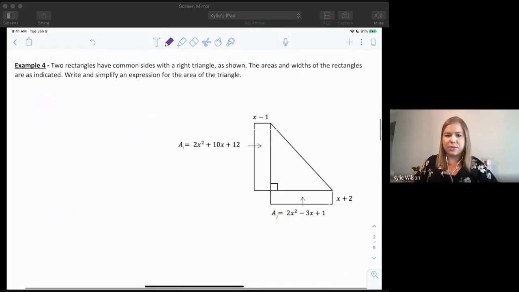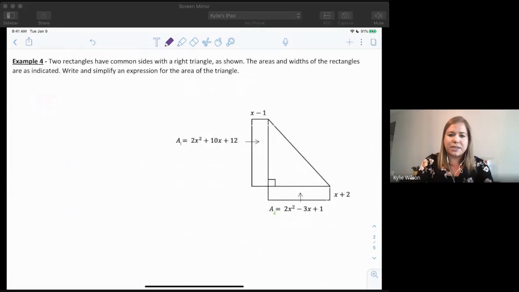So our next one, we have 2 rectangles that have common sides with a right-angled triangle. And the areas and widths of the rectangles are shown as indicated. So we're going to write and simplify an expression for the area of the triangle. This can be a little confusing, so I'm going to add some things to the diagram to make it a little bit clearer.